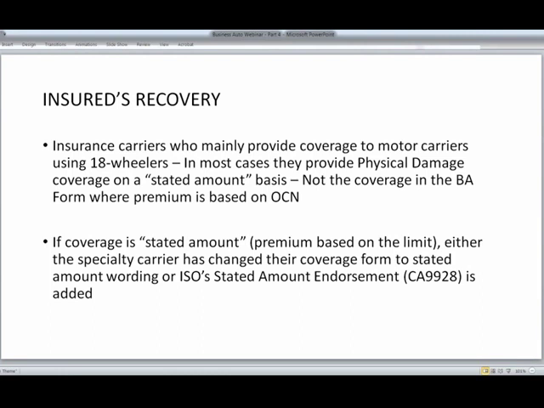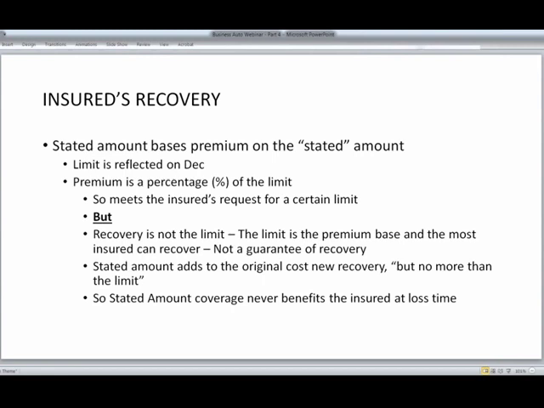Then we convert the premium base and the settlement base from original cost new, where the premium is based on the original cost new with no capping of recovery, to stated amount, where the premium is now based on a function of the value of the item, 5%, 6%. This meets the insured's request for certain limits. If I show a limit of $30,000, I'm going to charge you premium based on that. However, recovery is not the limit. The limit is the premium base and the most the insured can recover, not the guarantee of recovery.